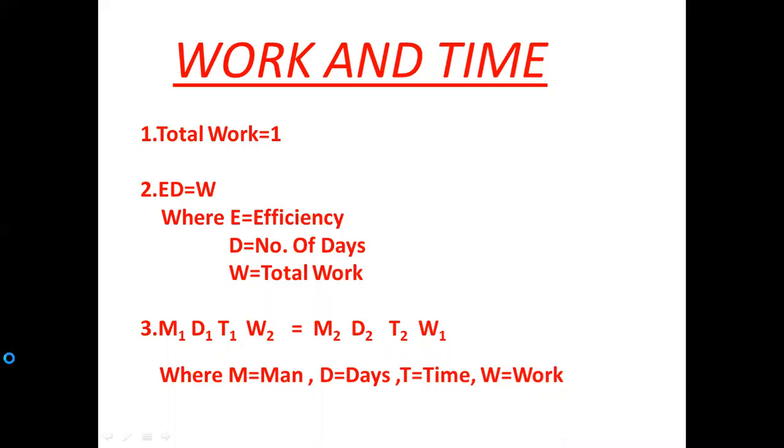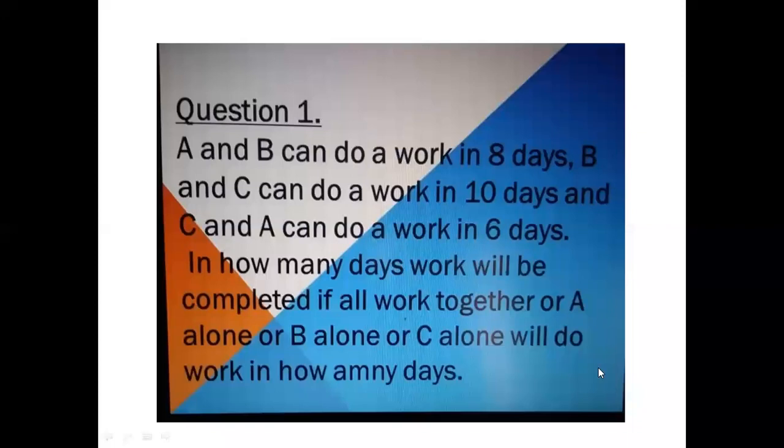So we are coming to the first question. As you can see, A and B can do a work in 8 days. B and C can do it in 10 days, and C and A can do a work in 6 days. So you have to find in how many days the work will be completed if all work together. Number one thing, A alone, or B alone, or C alone can do the work in how many days. Okay.